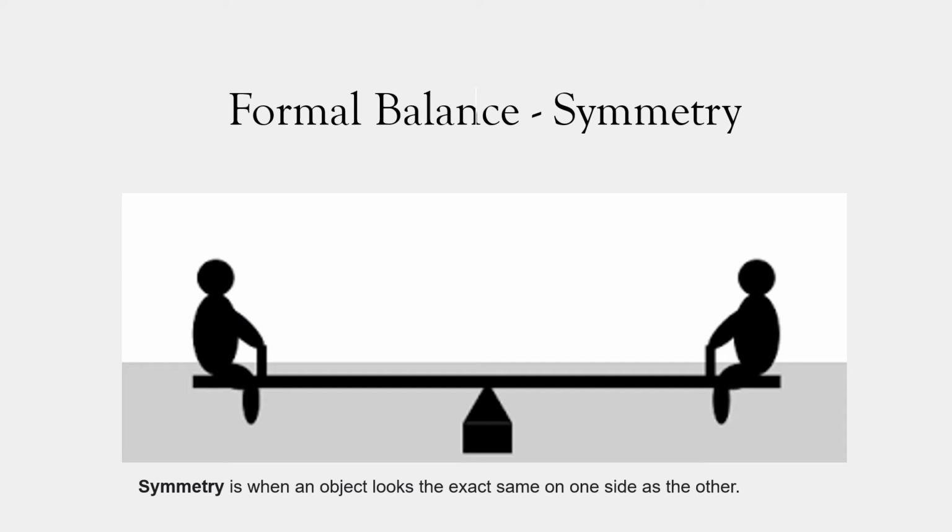We have something called formal balance. It's called symmetry as well. If you look at the picture of the children on the seesaw, if we draw a line down the middle, very straight, you can see how this image and this image are the same. So symmetry is when an object looks like the exact same as the other side. So one side looks like the other side. Now it's flipped because it's a mirror image.